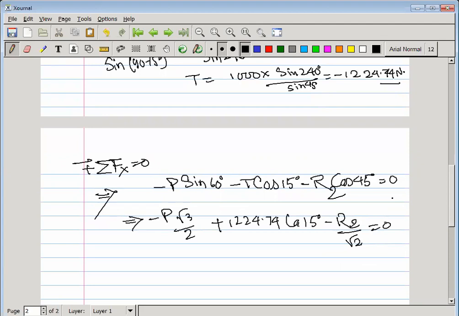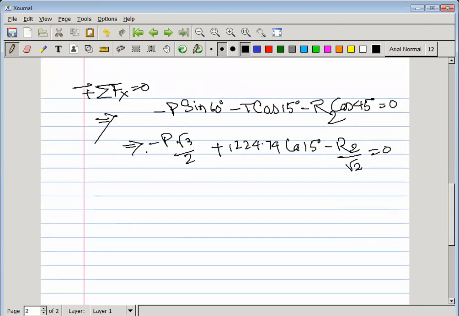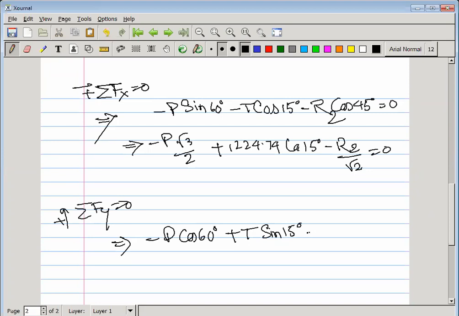Another one, by doing the summation of y. So do summation of Fy is equal to 0. After putting this value, we get how much it is? We get minus P cos 60 degree y plus T sine 15 degree plus R2 sine 45 degree is equal to 500 as per the question, means W2, right?